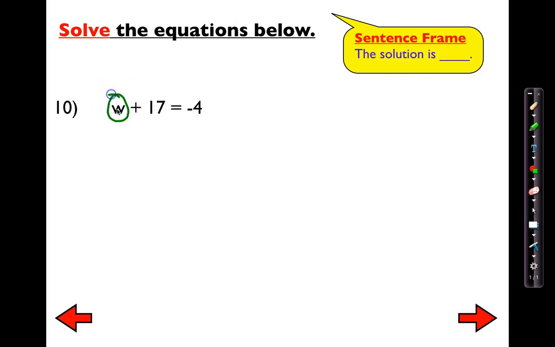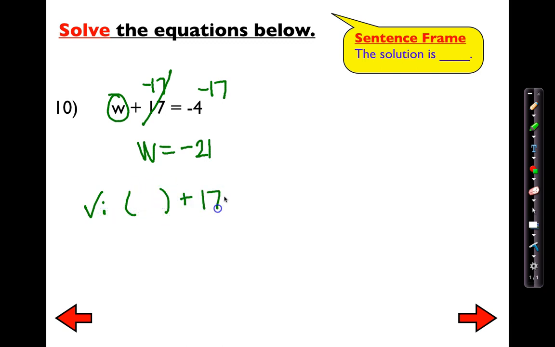So since we're trying to isolate w, I want to get rid of this plus 17 by subtracting 17 from both sides. That's utilizing the inverse operation. So we're going to be left with a 0 here, since positive 17 minus 17 is 0. So now we're left with w equals, here there are more negatives than anything. In fact, there are 21 negatives and 0 positives. So w is just negative 21. But as always, let's check our work.